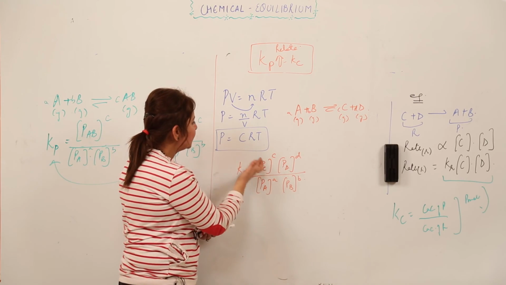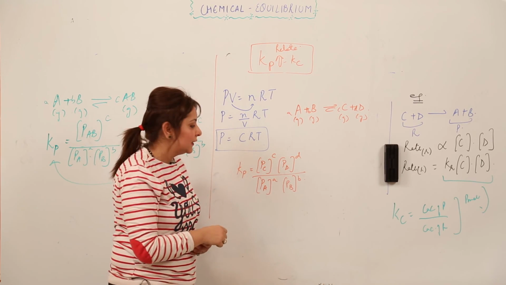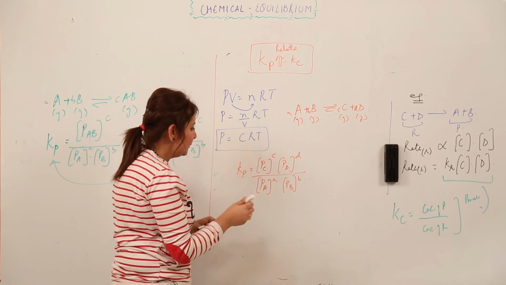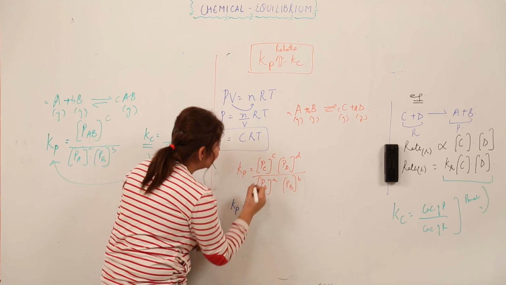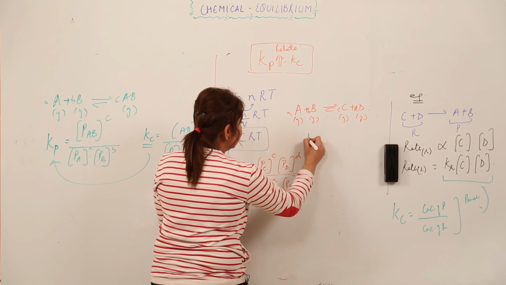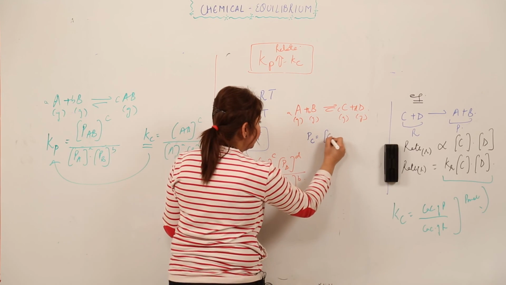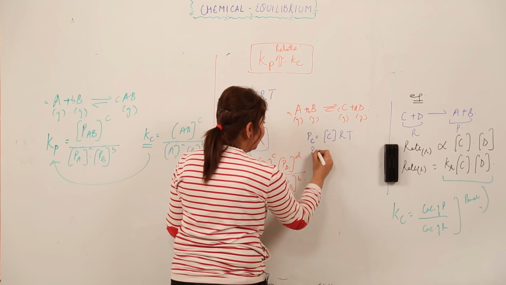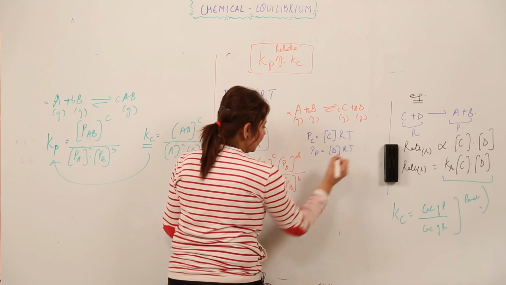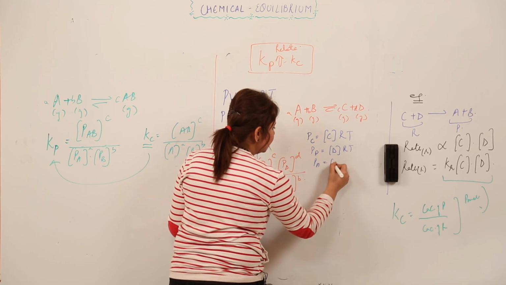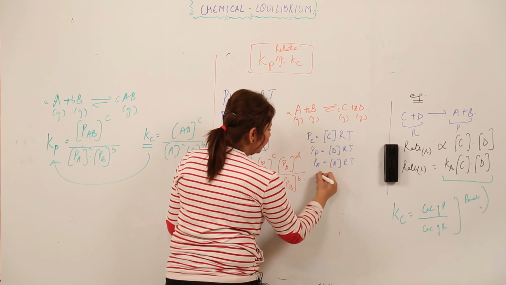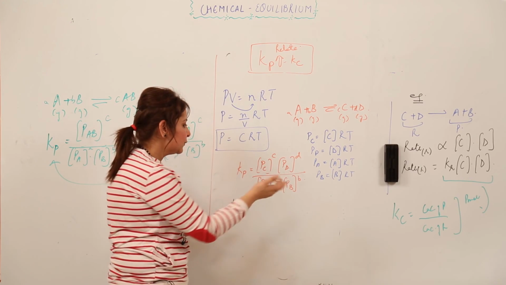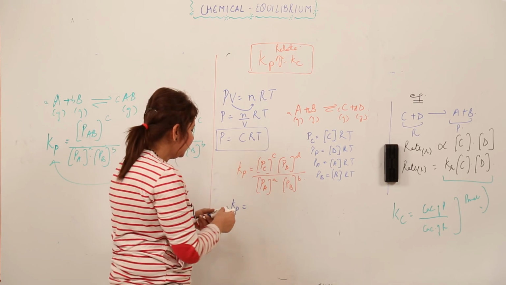Now we know that the pressure we can relate with CRT. So we can put this value in this case and this value for this. So I'm putting these values. If I want to write PC, it can be the concentration of C times RT. Similarly, I can write for PD the concentration of D times RT, for PA the concentration of A times RT, and for PB the concentration of B times RT, right? So I'm putting these values here.